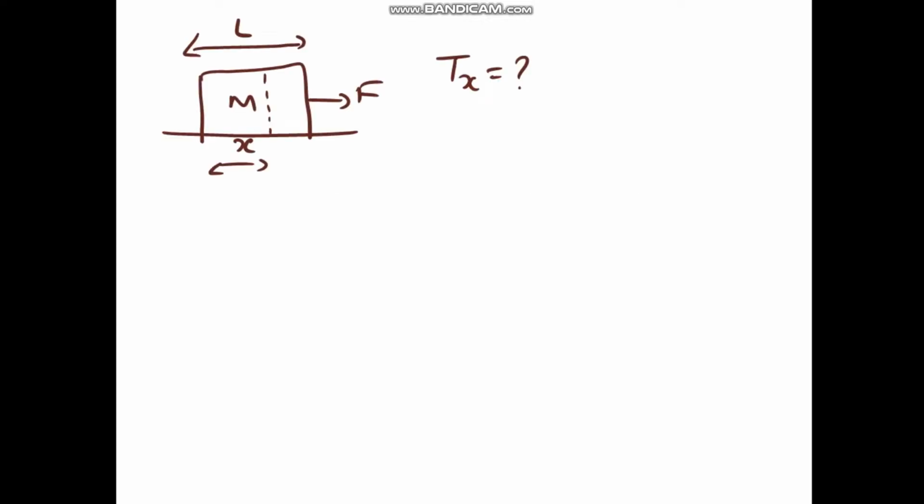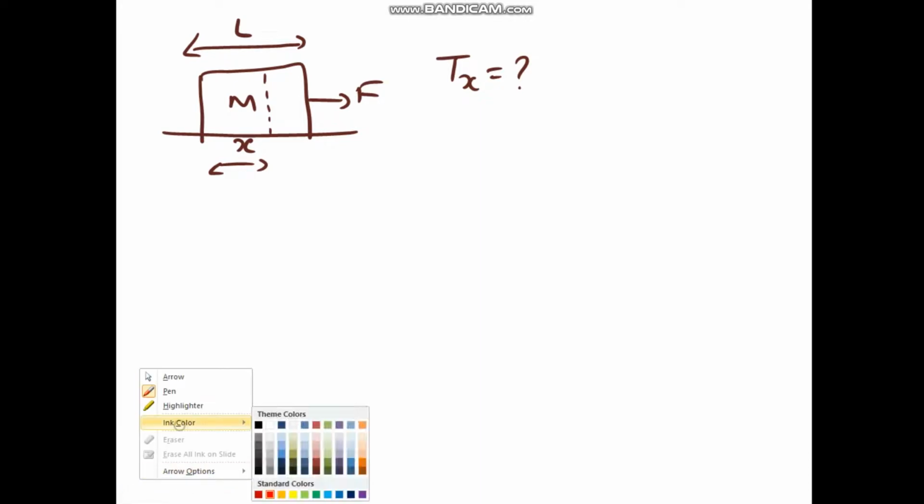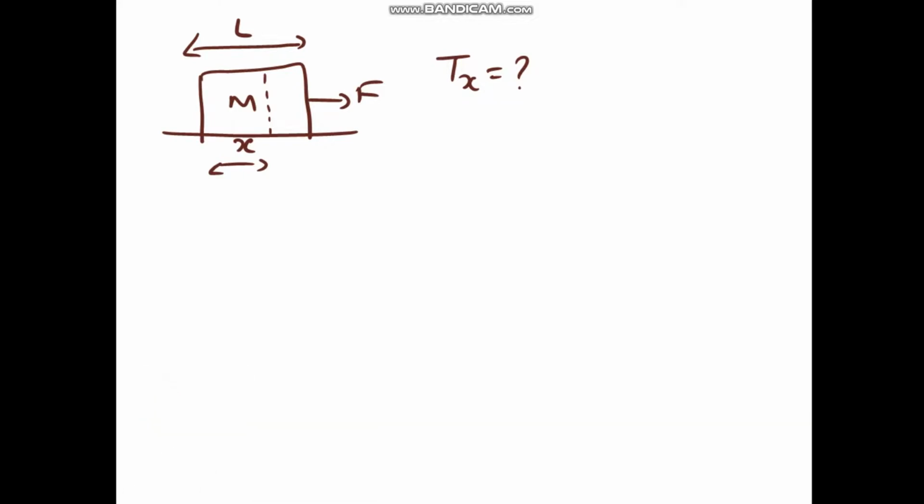In this video lecture, we will see the concept of tension in blocks. This is the first case we are going to see. See that the block length is L and there is a force F acting on it. Its mass is M. Find the tension at xth position. So what is the tension at this point of the block they are asking.